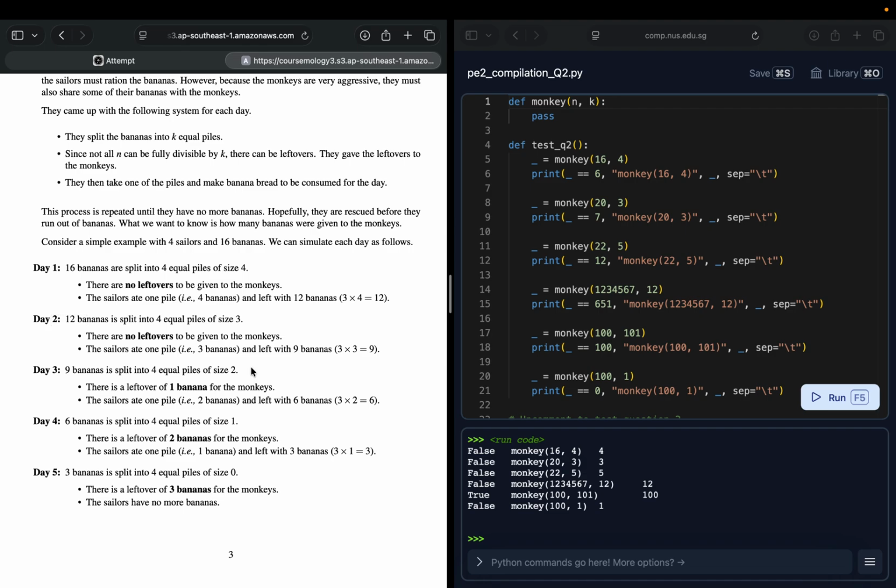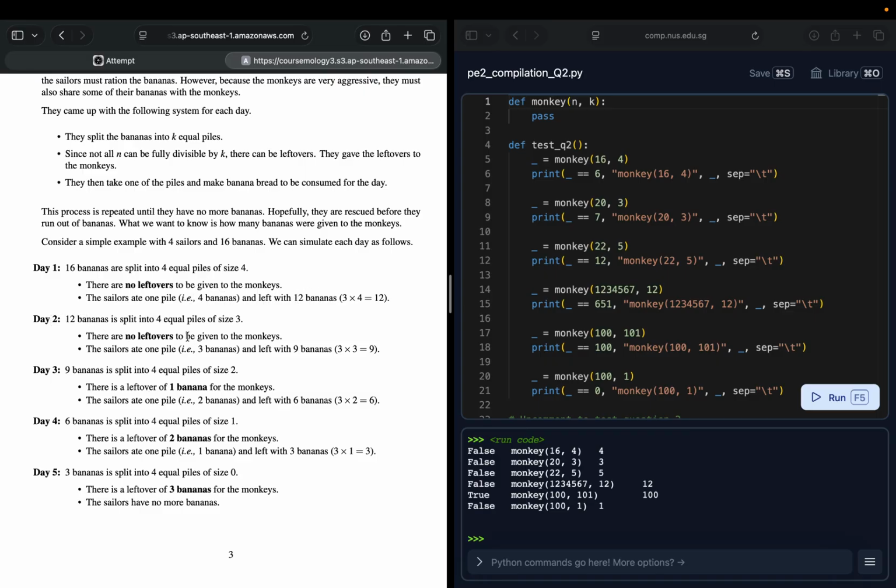Now, there's also an elaborate example for us to understand what is exactly happening in this question. So let's go through that example as well. On day one, we are starting with 4 sailors and 16 bananas. So they are split into 4 equal piles of size 4. Here we see that there are no leftovers after splitting into 4 equal piles. So no bananas are given to the monkeys, and the sailors eat one of the piles, which will be 4 bananas, and they're left with 12.